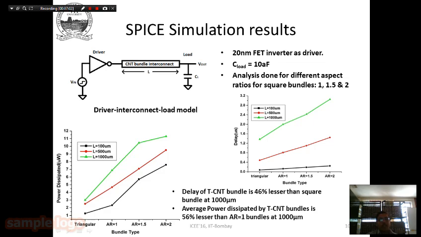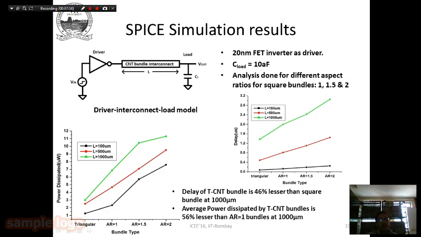It can be seen that the RC delay, or the propagation delay, is least for the triangular bundles, as can be seen for all interconnect lengths of 100 micrometers, 500 micrometers and 1000 micrometers. Also the power dissipation is in the range of microwatts, and it is the least for triangular bundles compared to AR equal to 1, 1.5 and 2.